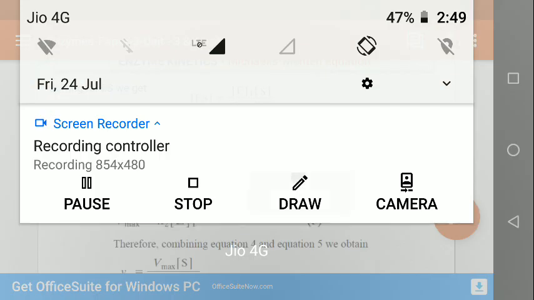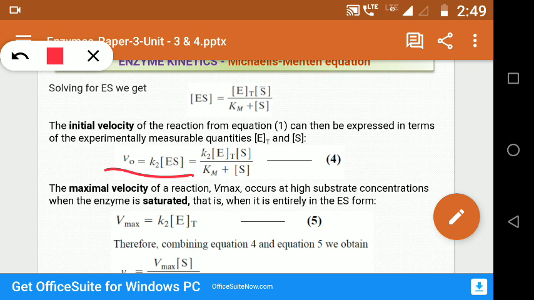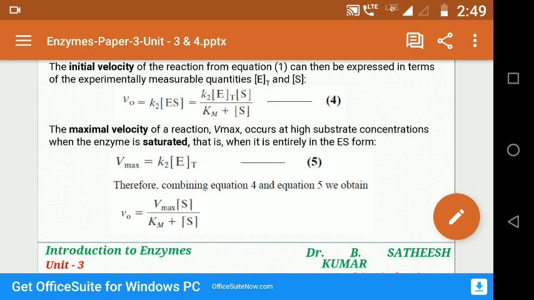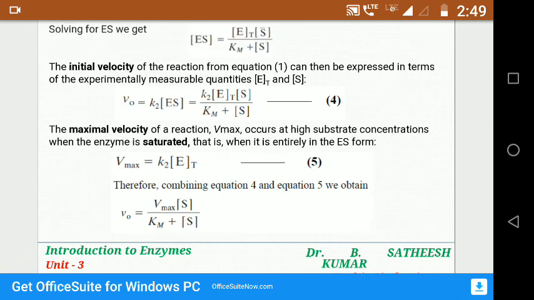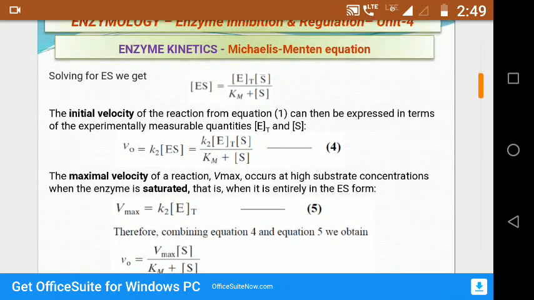Okay. So V0 equal to K2 into ES. When we write V0 in terms of Vmax, then ES is equal to ET. So Vmax equal to K2 into ET. Therefore, combining the fourth equation and fifth equation, we will get the final equation like this. That is V0 equal to Vmax S by Km plus S. So this is called the Michaelis-Menten equation.